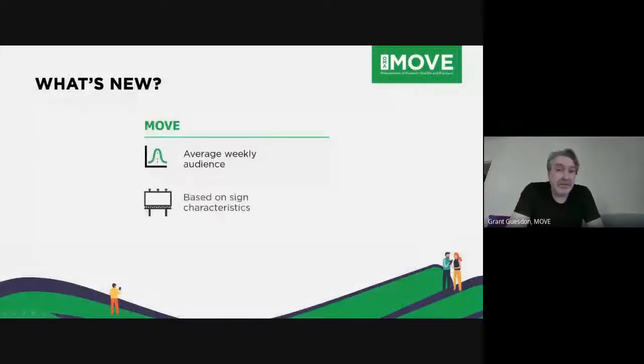So that video covered a bit. Look, if we just did a quick summary of what's new about Move 1.5, the existing Move system gives you an average weekly audience for your campaign based on those sign characteristics. So as signs change in size and illumination, you end up with a different audience score in the Move system, all based on the likelihood to see or the eye tracking saying someone is actually looking at the sign. With Move 1.5, the average weekly audience remains the same.